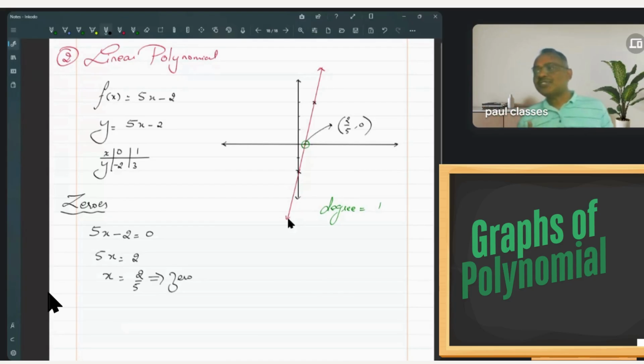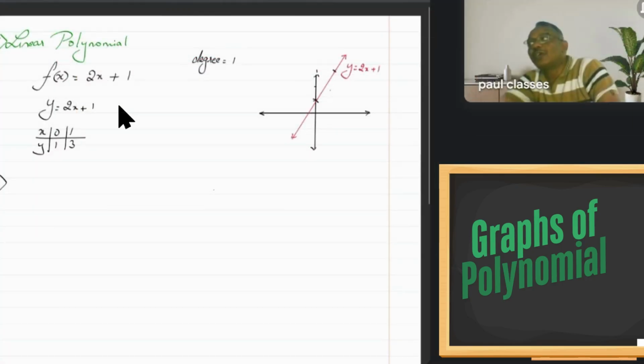Can a straight line cut the x-axis at more than 1 point? So that is why a linear polynomial will always have degree 1. A constant polynomial will not have any zero because it is a line parallel to the x-axis. After this, what comes? Quadratic.